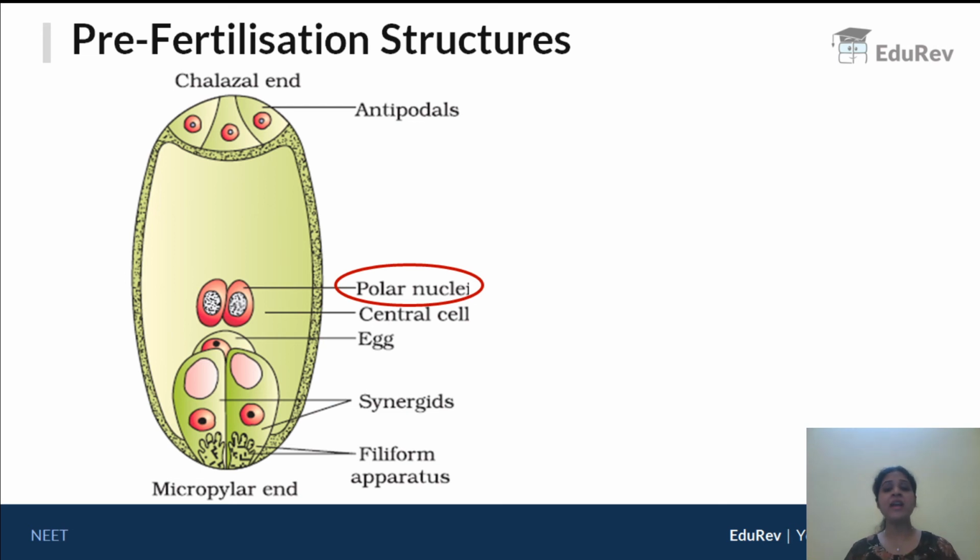Now in the center we have something called polar nuclei. These are two in number. Now always remember that polar nuclei are haploid cells. However, these polar nuclei sometimes can fuse together to form something called a central cell.